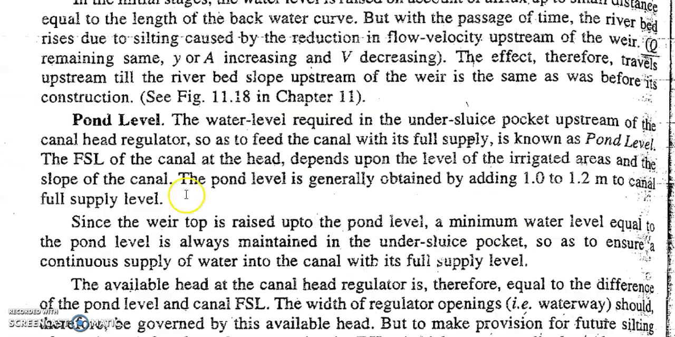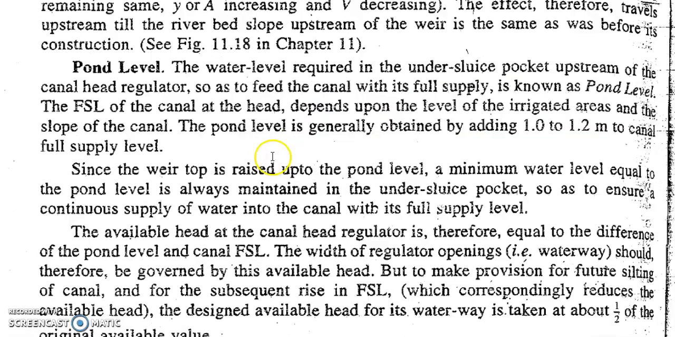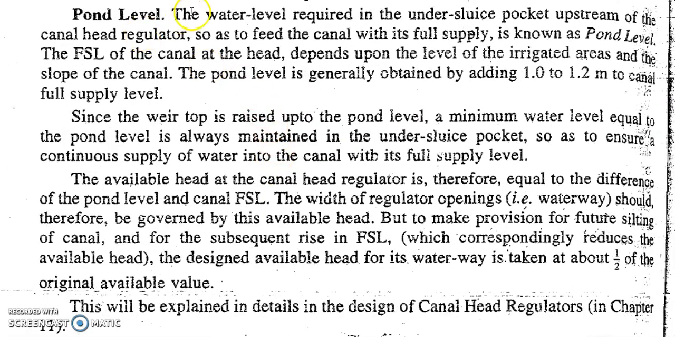So we discussed how the afflux is changed. It is not only due to the construction of the weir but also due to the deposition of silt. Now we talk about the pond level. What is pond level?